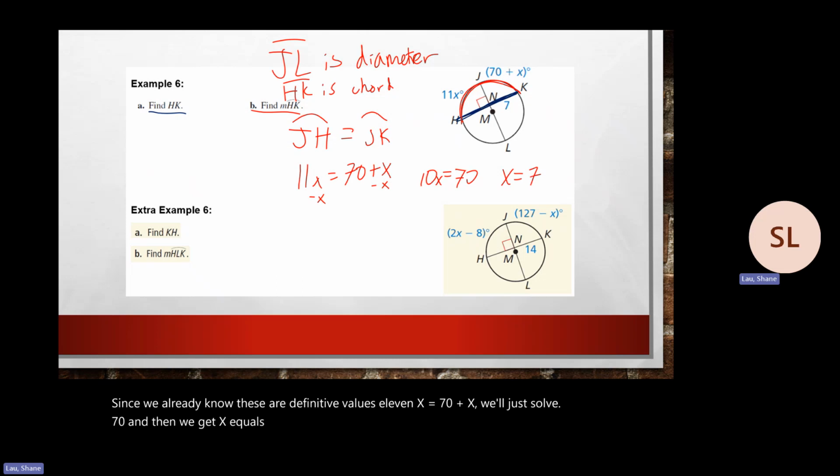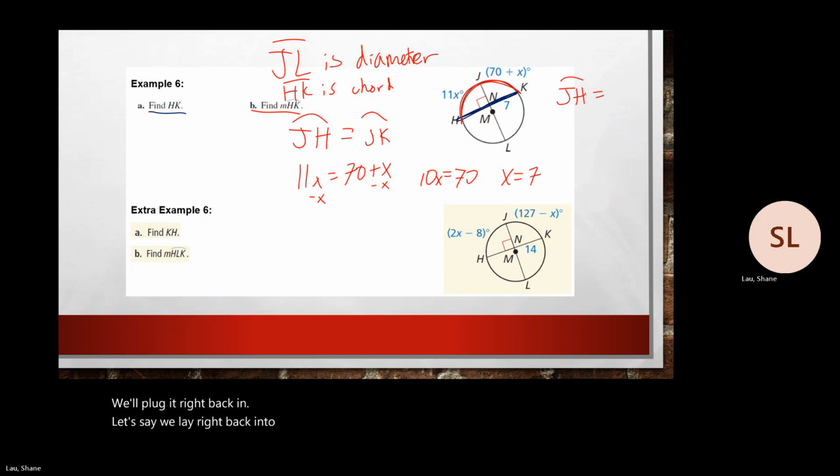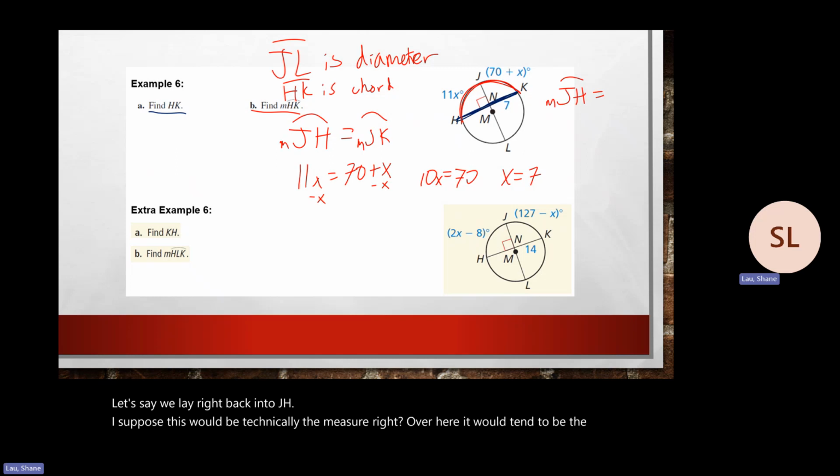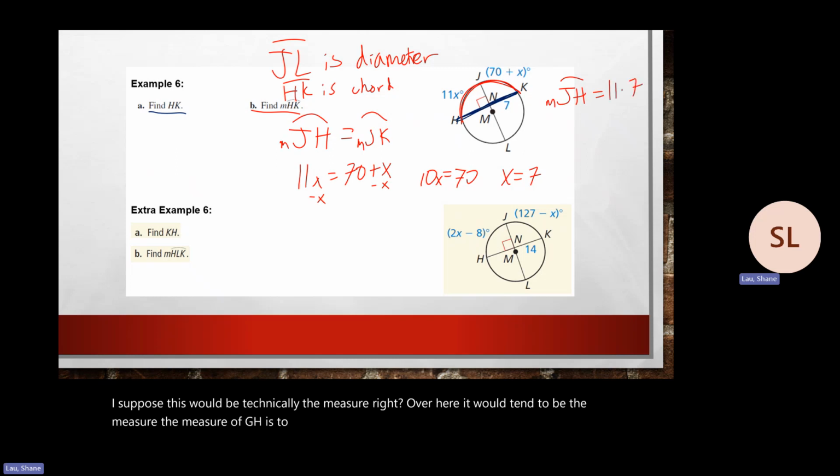Of course, that is not our answer. We're not quite done yet. We'll plug it right back in. Let's say we plug right back into JH. I suppose this would technically be the measure right over here. The measure of JH is going to be 11 times 7, which of course is 77. But be careful here. This is not what we want. We wanted HK, which is the whole arc.